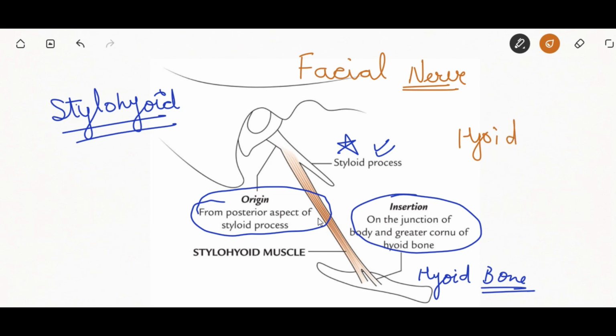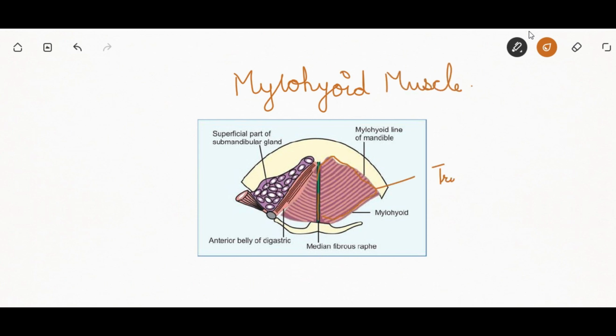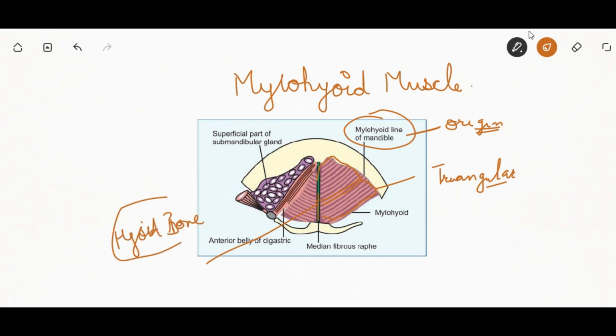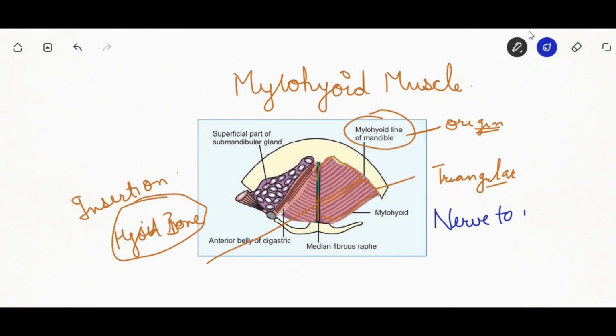The third is the mylohyoid muscle. It is a flat triangular muscle that forms the floor of the mouth cavity. It has origin from the mylohyoid line of the mandible. The posterior fibers are inserted into the hyoid bone, and the middle and anterior fibers are inserted into the median raphe between mandible and hyoid bone.